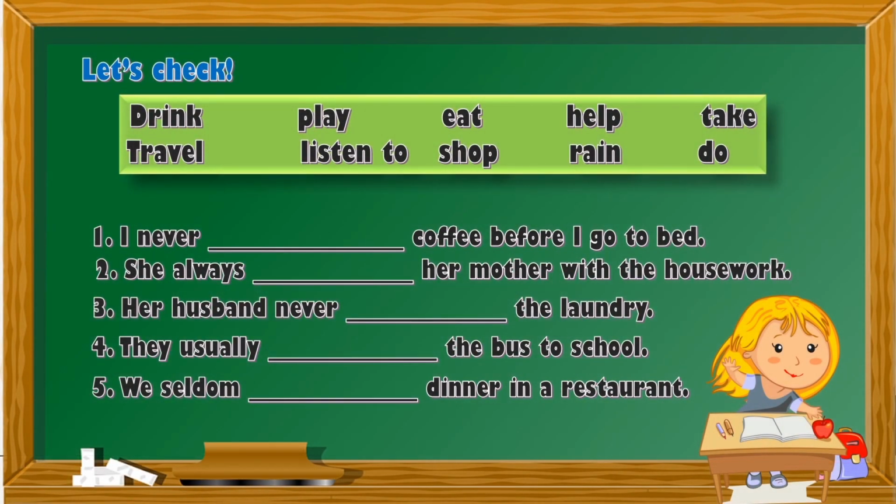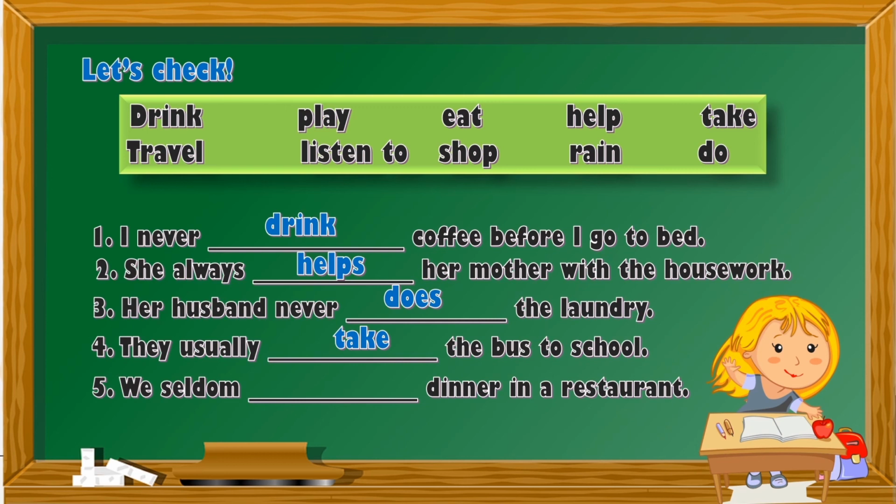It's time to check. Number 1. I never blank coffee before I go to bed. The correct answer is drink. She always blank her mother with the housework. The correct answer is helps. Her husband never blanked the laundry. The answer in number 3 is does. They usually blank the bus to school. The correct answer for number 4 is take.